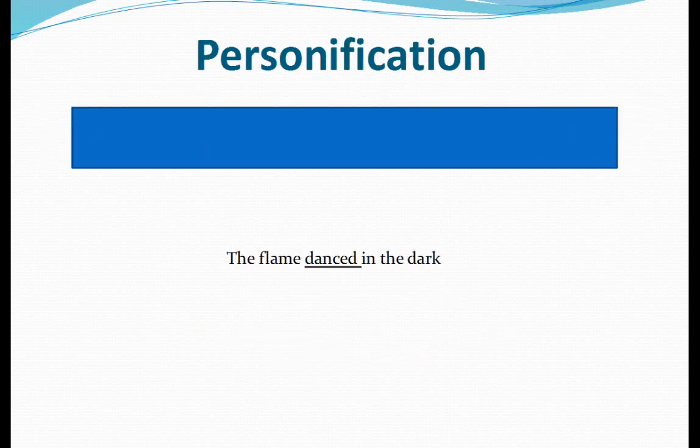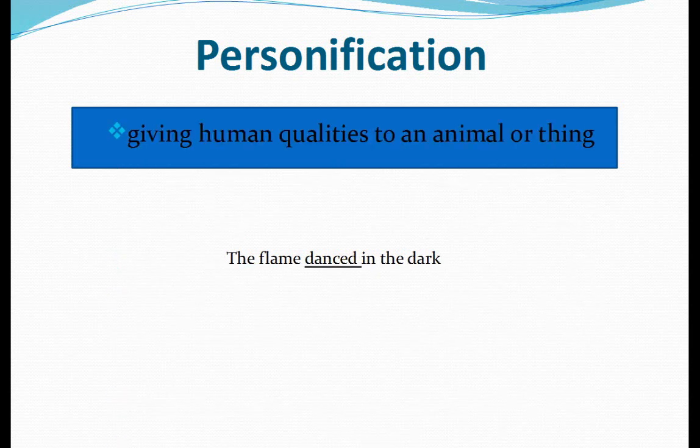Have you ever heard of a flame that is dancing? Sometimes authors of poetry give human qualities to things or animals. People can dance, flames cannot dance or waltz in reality. We call this literary device a personification, giving human qualities to an animal or thing.